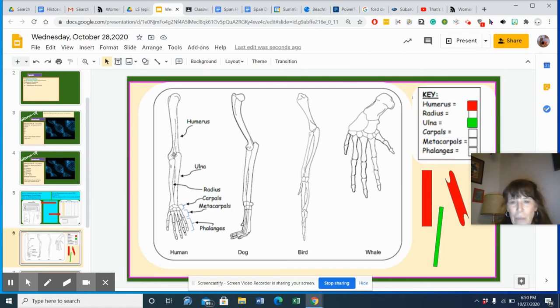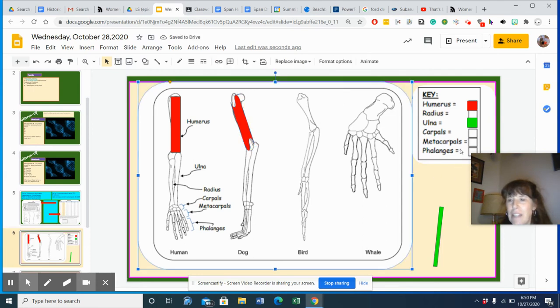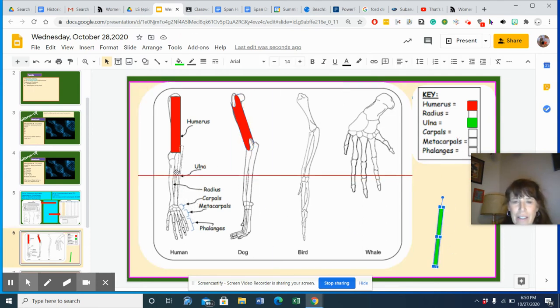So this is the humerus. So I would color that humerus red, and again, that's the best I can do for coloring. And then every one of these humeruses, I would need to color red. Same thing for the ulna. The ulna's green, so I have to color each of the ulnas green, all right? So I know that's a little weird the way I did it, but you get the idea.